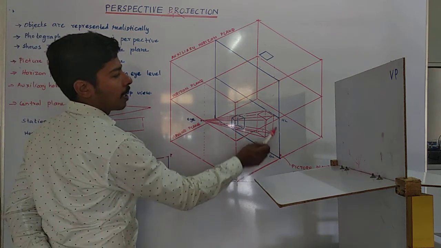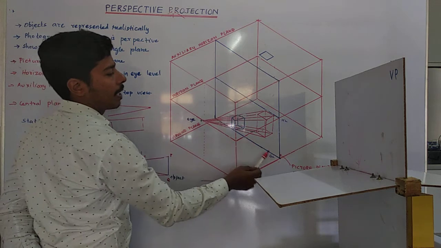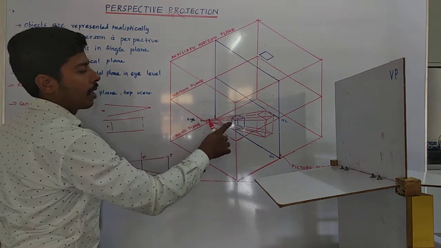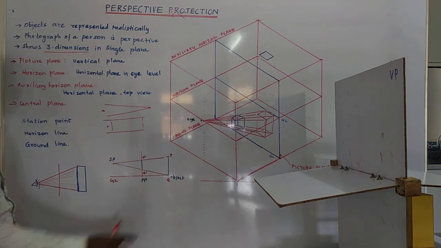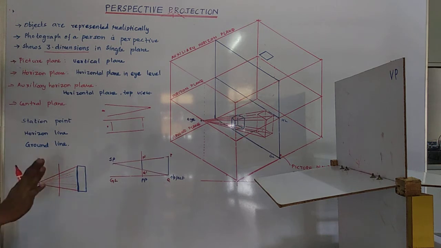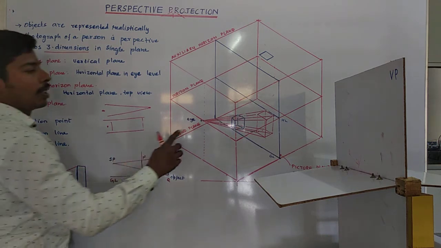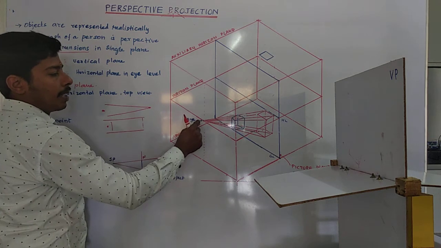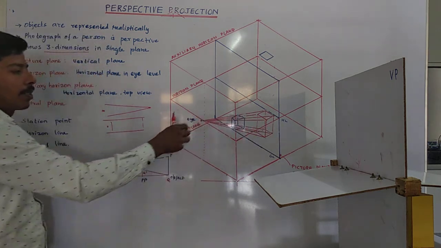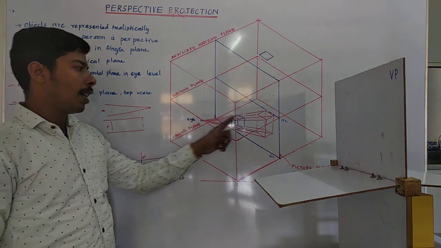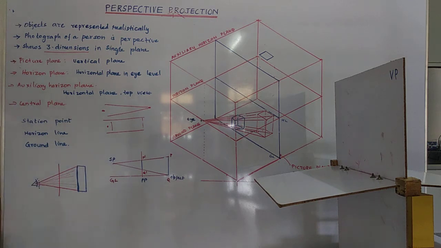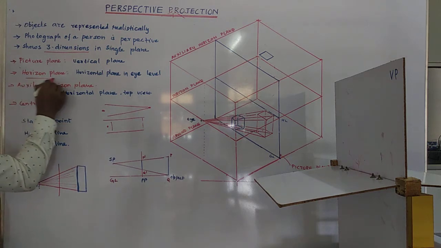It's a vertical plane. This is the picture plane, on which the perspective view is obtained. In the picture plane only, the perspective projection drawing will be obtained. It is in between the eye and the object. So this is the picture plane, a vertical plane. Then we go on to the horizontal plane.